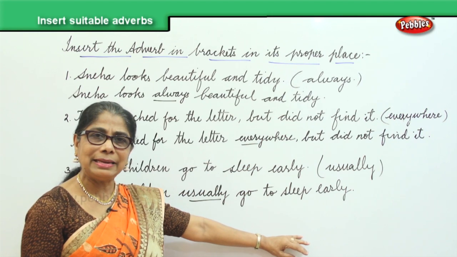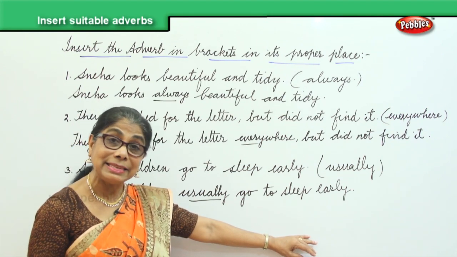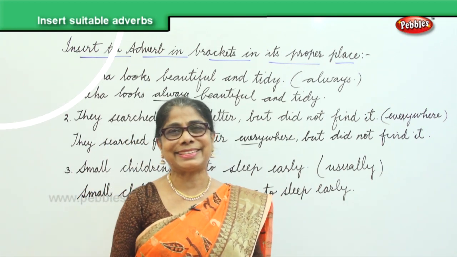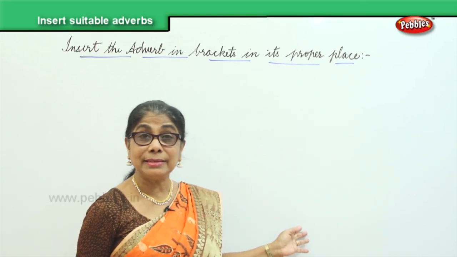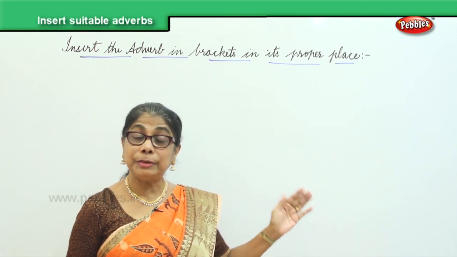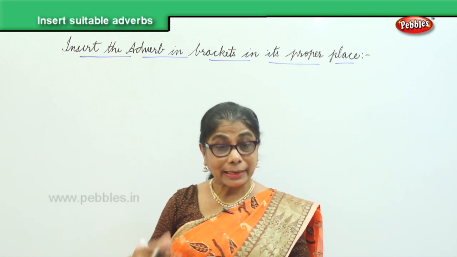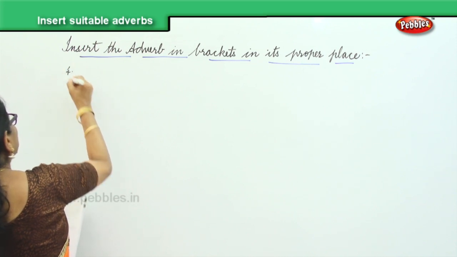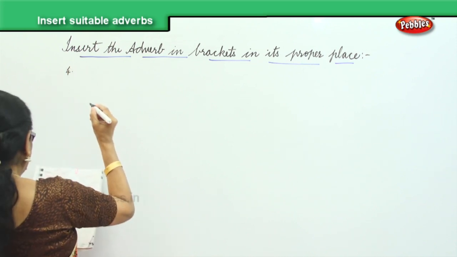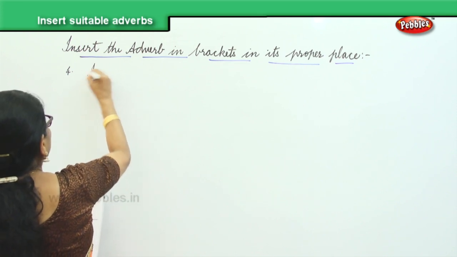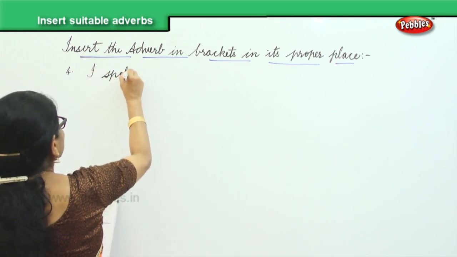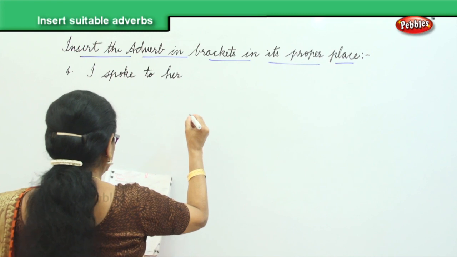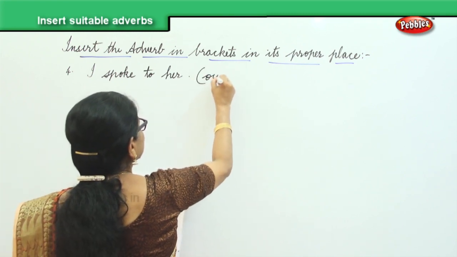We have just done 3 sentences and we'll do some more, inserting the adverb in its proper place to make correct sense. We'll do a few more sentences, okay? And practice makes us perfect. The 4th sentence. I spoke to her. And the word is outside.